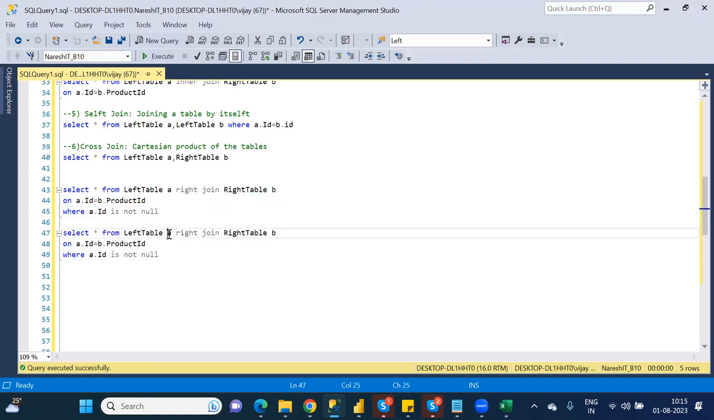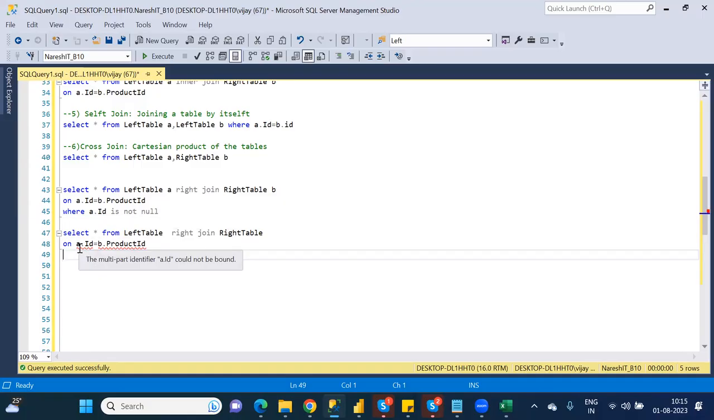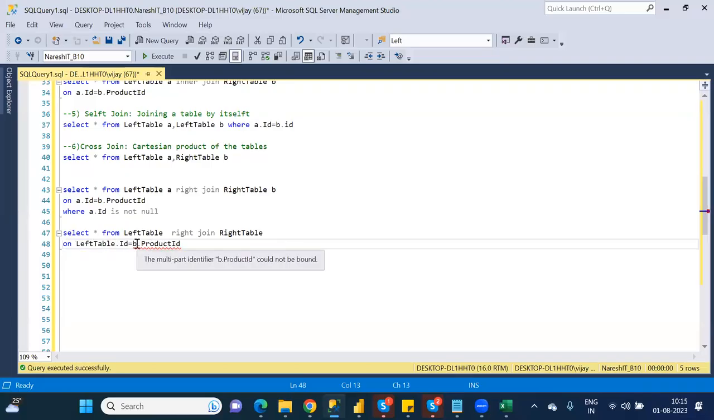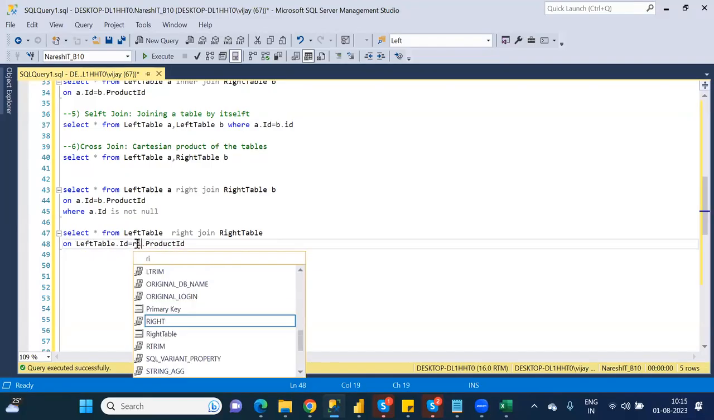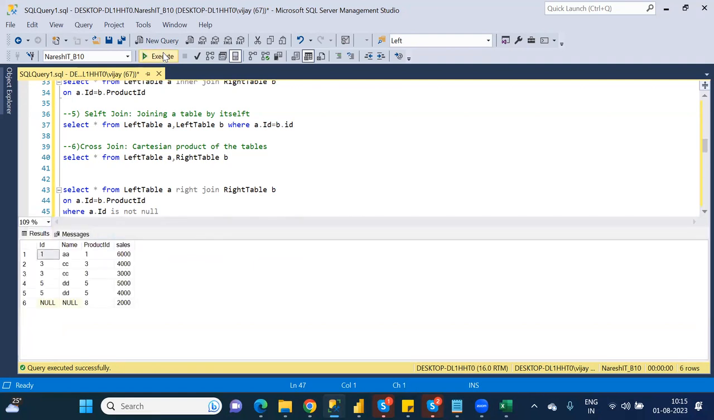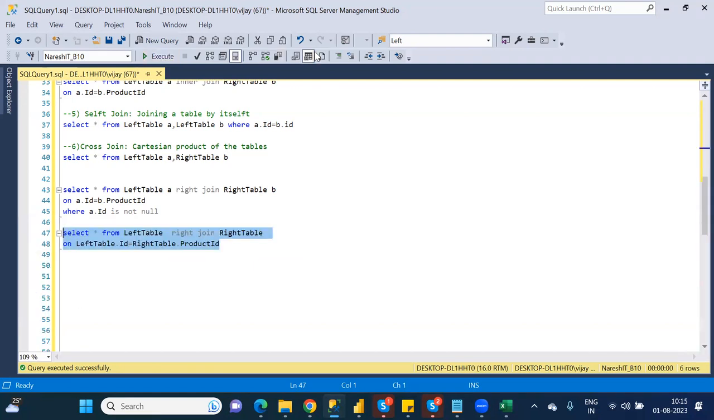If I'm not using the alias name, then here you need to write the table name dot column name, the left table name, and you need to type all of these things. In place of that, you just pass the alias name. Understand clearly? Yes, sir. Thank you, sir.